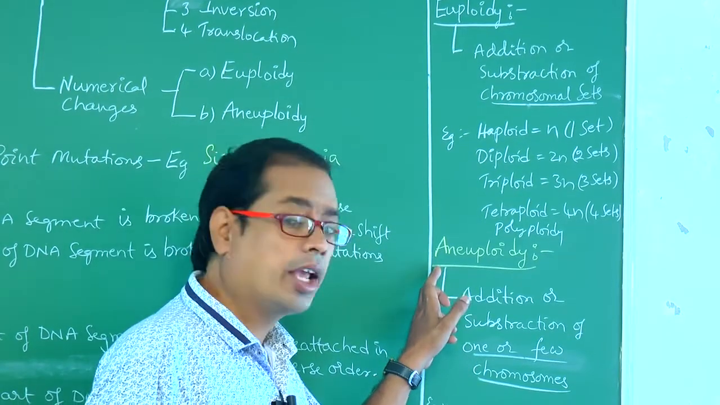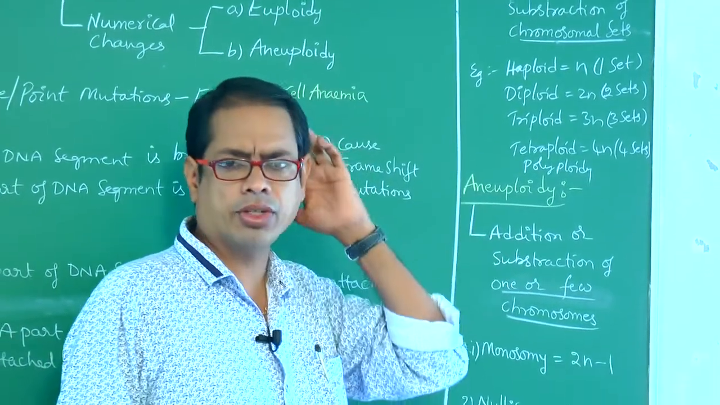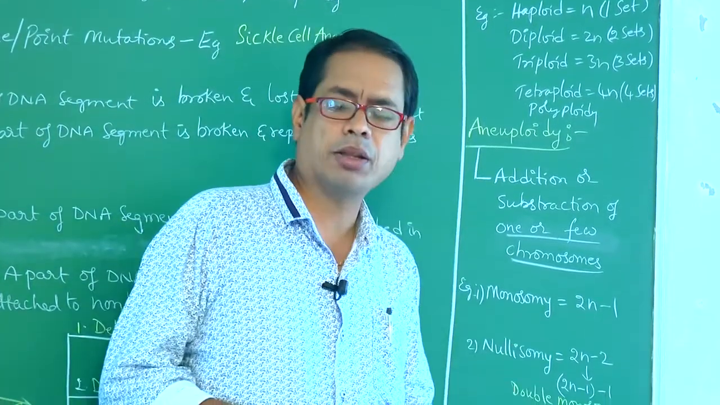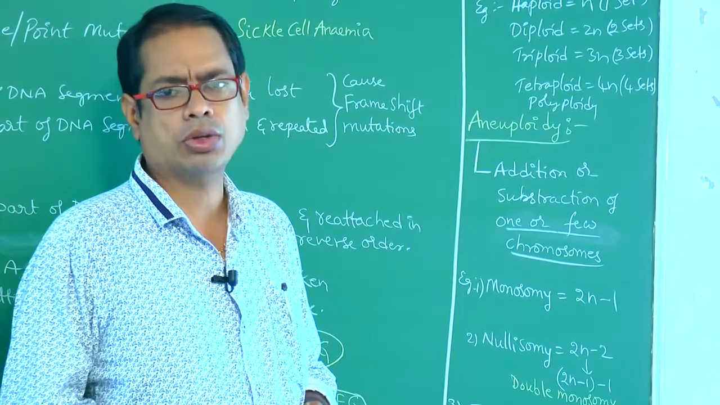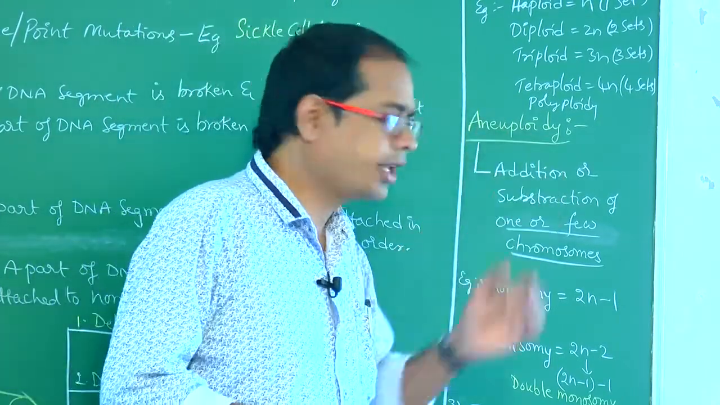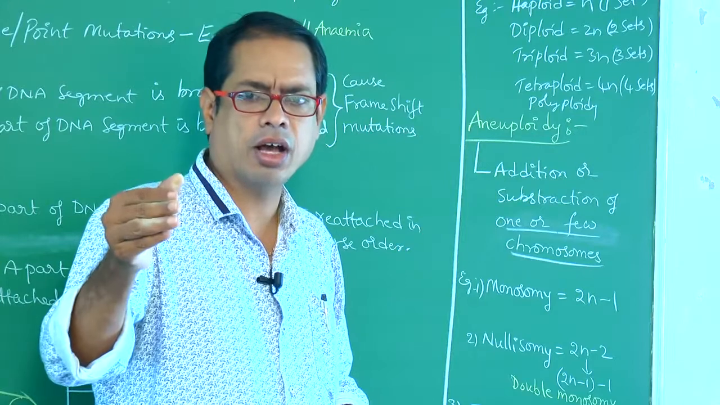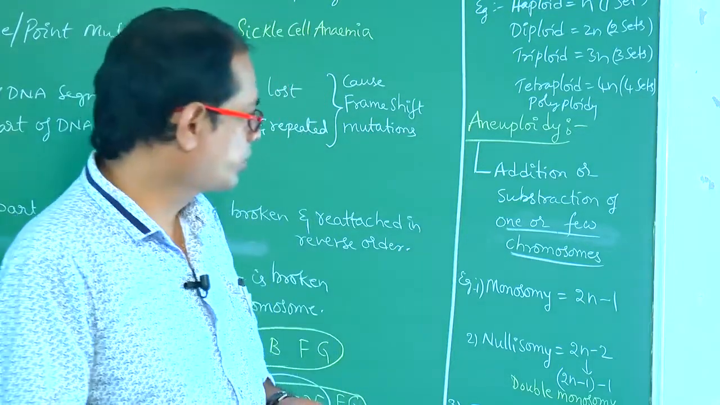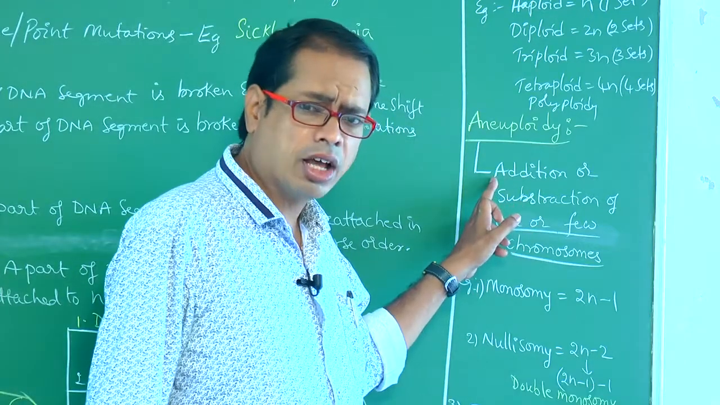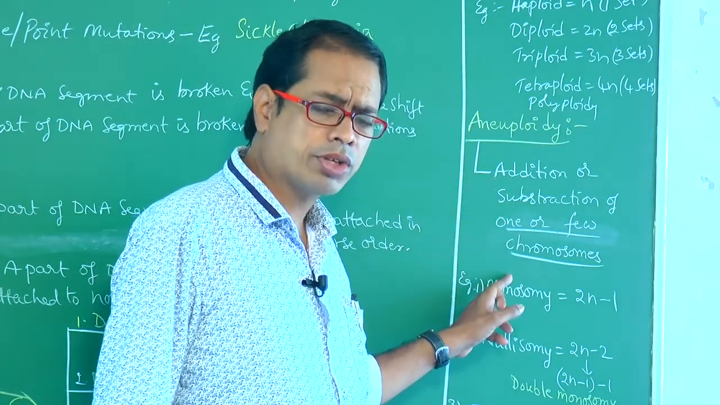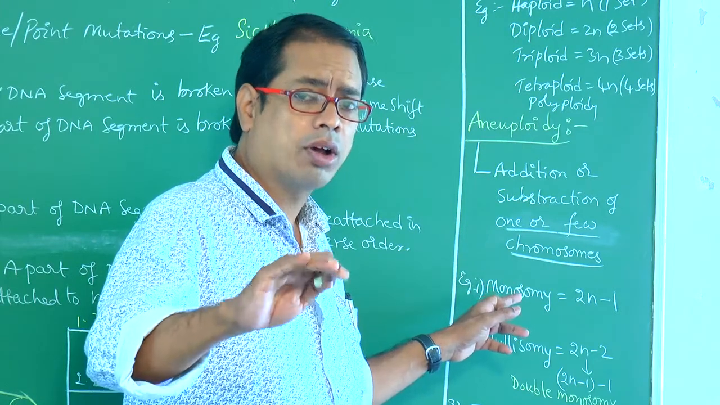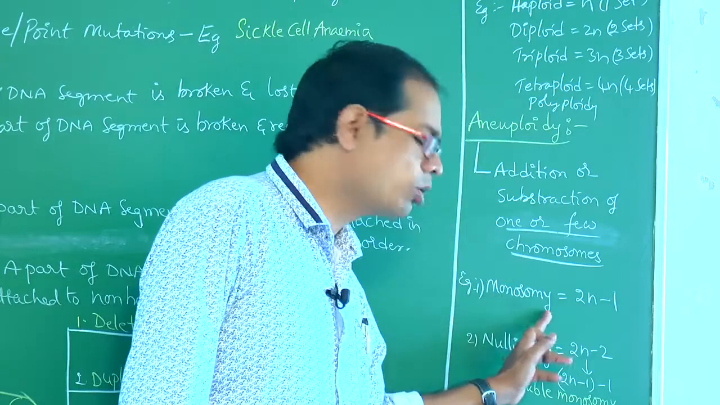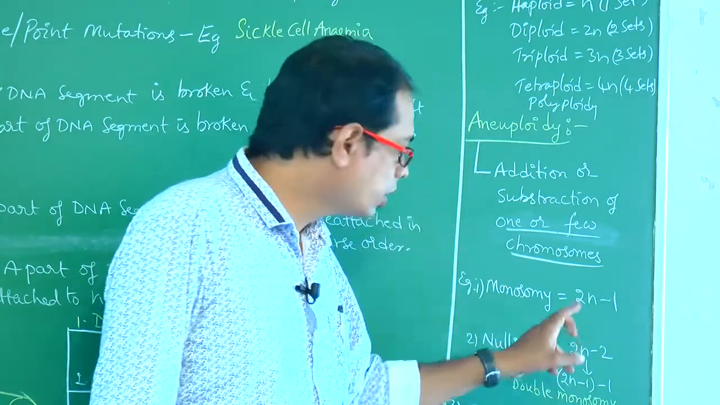And another one, aneuploidy. This is very, very important, my dear students. This type of model question has been asked previously in NEET exams also. So what is aneuploidy? Addition or subtraction of one or a few chromosomes. Addition of one or a few chromosomes or subtraction of one or a few chromosomes. Different types. Monosomy. Monosomy means 2n minus 1.